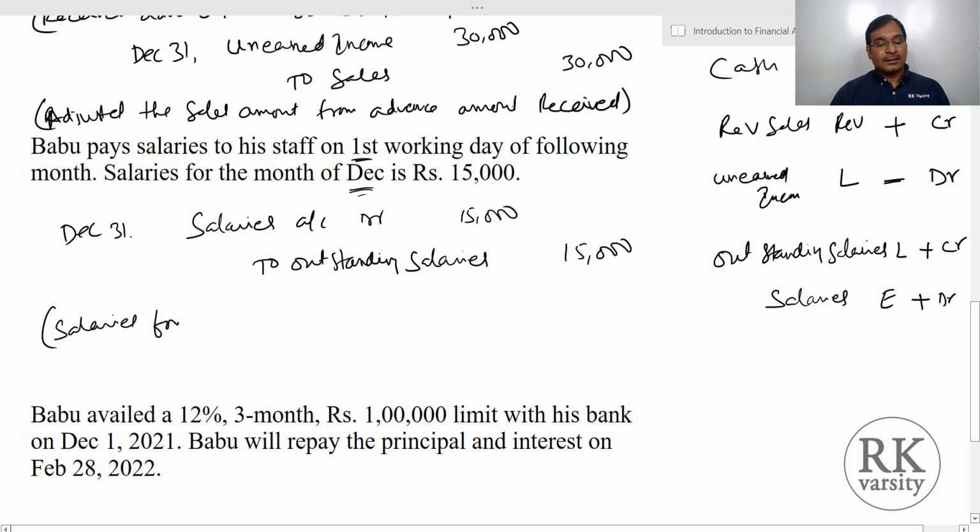So here the narration is: salaries for the month of December to be paid to employees. So that means this salary amount pertains to the current financial year or fiscal year, which is the reason why we are showing it as an expenditure, and as this is not paid, we are creating a liability and saying that this amount has to be paid.